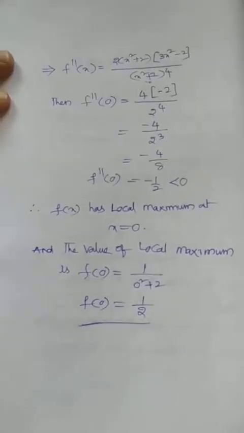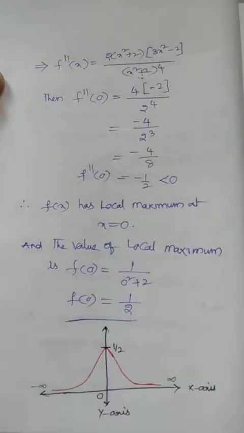And one more conclusion here: there are no stationary values to find any maximum or minimum values. So here the function will have only a local maximum, and the value of the local maximum is 1 by 2 on R. We can observe it by this graph also.